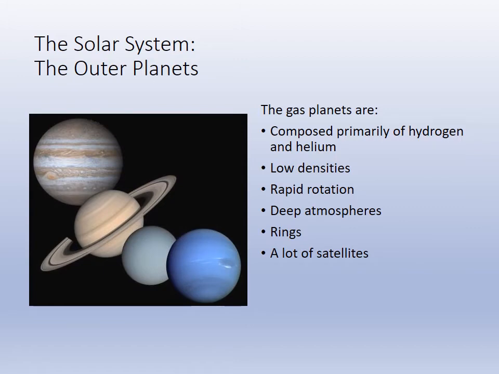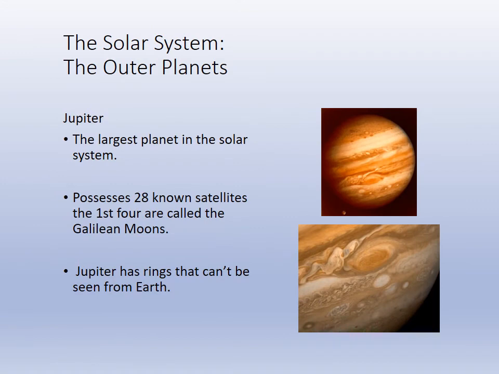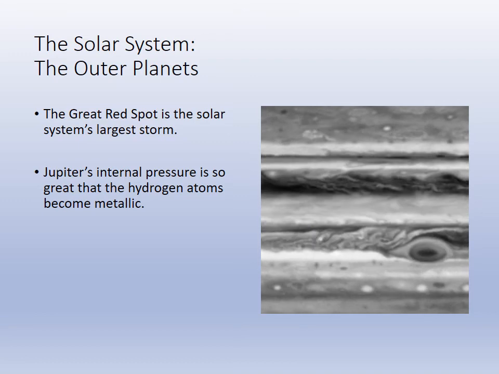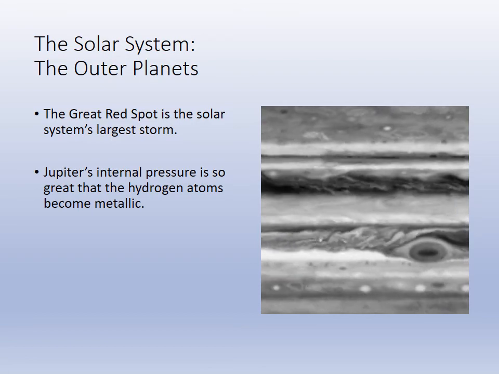The gas giants, of course, are mostly hydrogen and helium, with very low densities and very rapid rotations. They all have rings and a lot of satellites because of their huge gravitational fields. So Jupiter, the largest planet, has the Galilean moons. The number of other moons varies depending on captured asteroids and things like that. The Great Red Spot is a huge storm. You can see right there, that storm's been moving as long as we've had telescopes. It's always been there, but it is a huge cyclone.